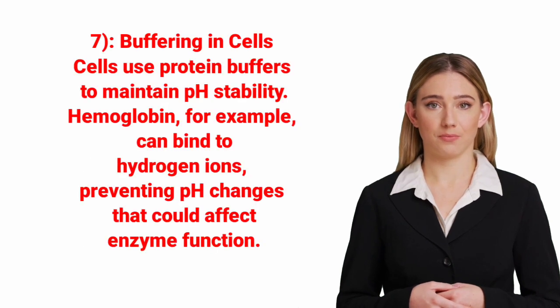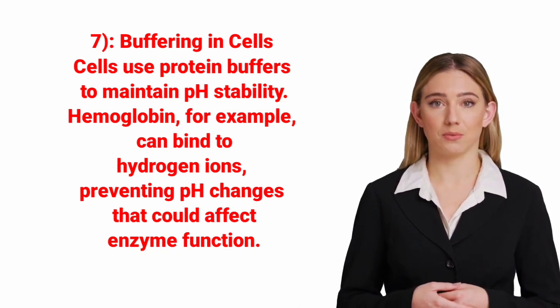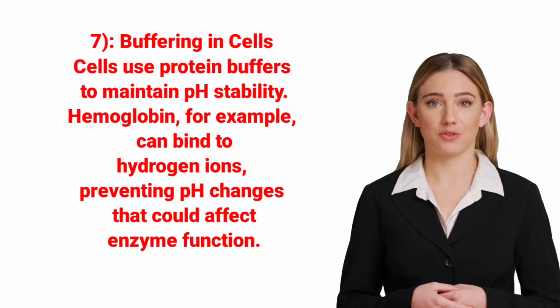Buffering in cells. Cells use protein buffers to maintain pH stability. Hemoglobin, for example, can bind to hydrogen ions, preventing pH changes that could affect enzyme function.